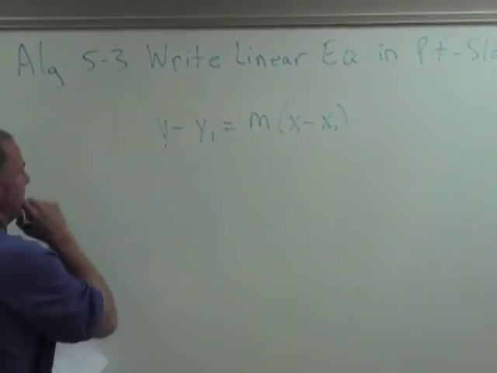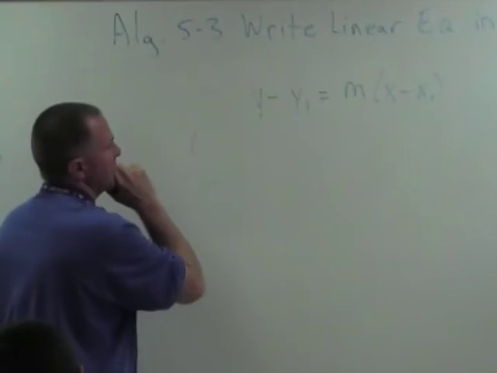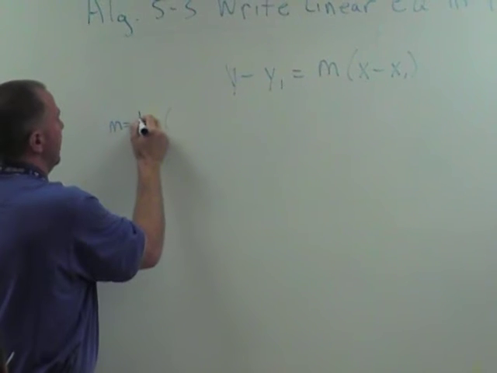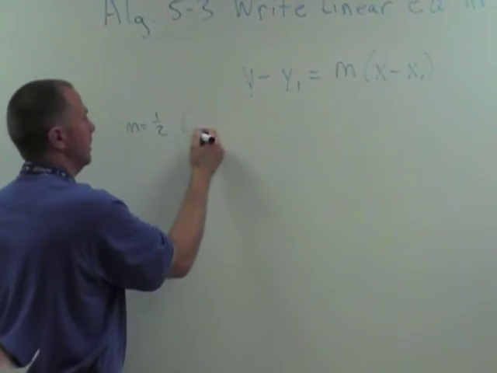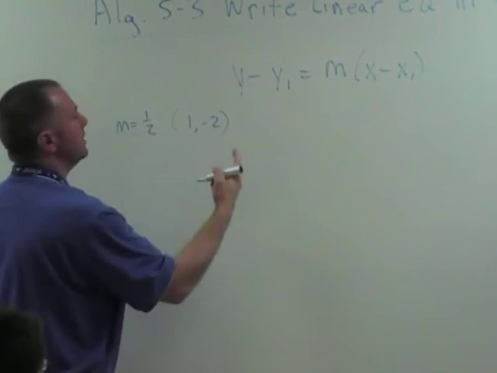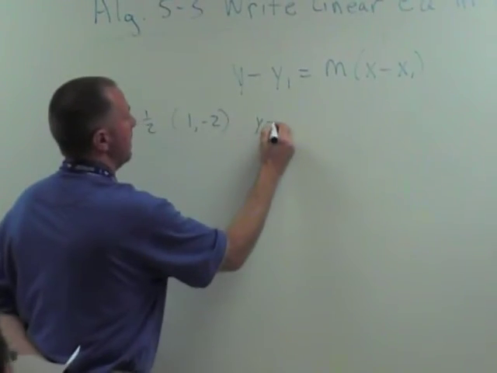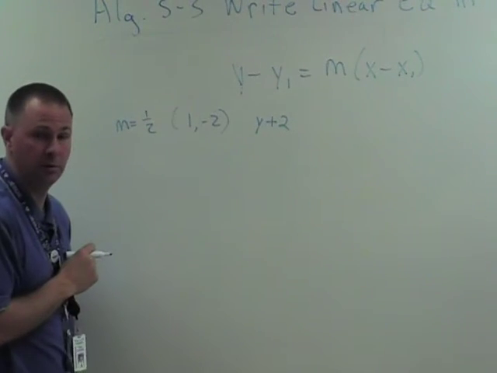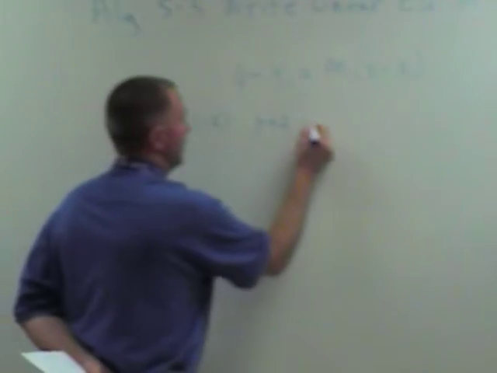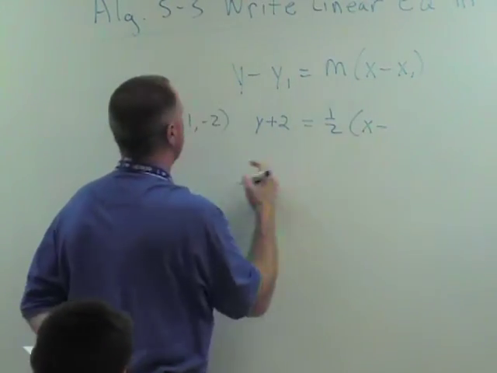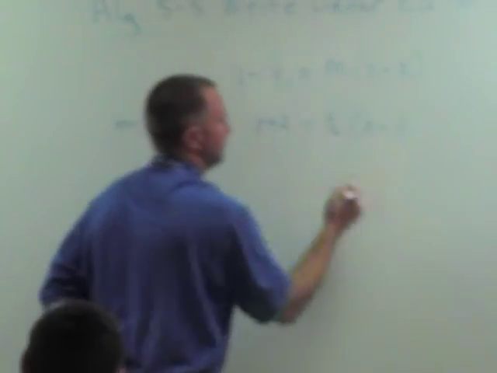So, just a simple example. If I said write this equation in point slope form, given the slope to be 1/2 and the line going through the point 1, negative 2, I would say this: it's y minus a negative 2, which is y plus 2, equals the slope 1/2 times x minus 1.